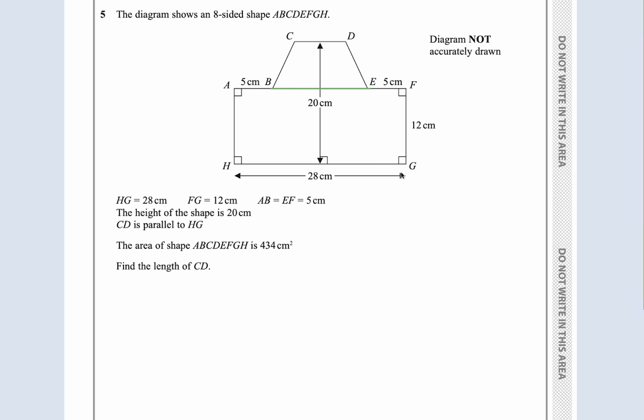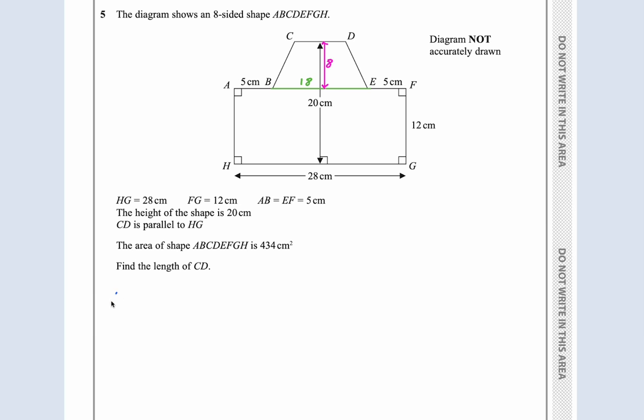Now, if this is 28, and this is 5, and this is 5, this has to be 18. Because 18 plus 5 will give me this 28. Okay, and if this is 12, then this length here, the pink length, must be 8, because 8 plus 12 gives me the full 20. Okay, now I've got this, guys. I can just break it up into 2 areas.